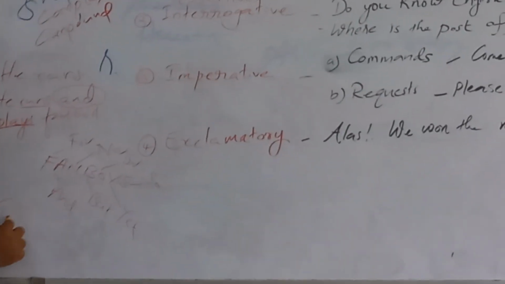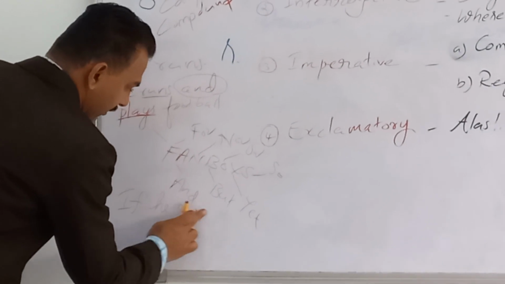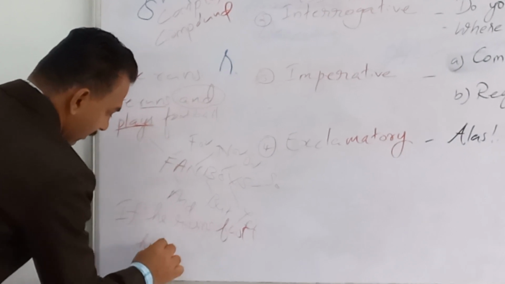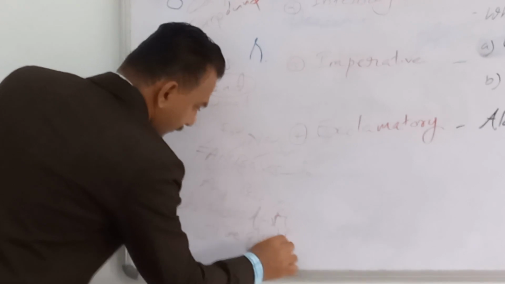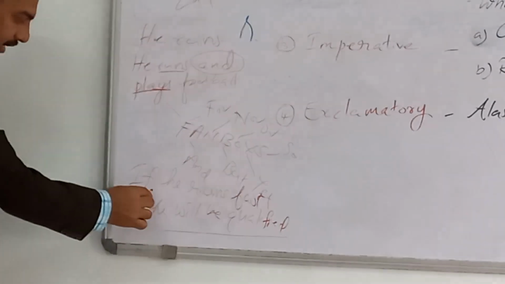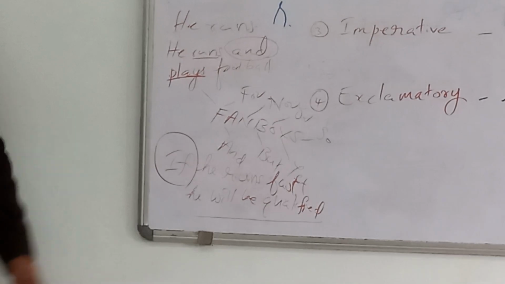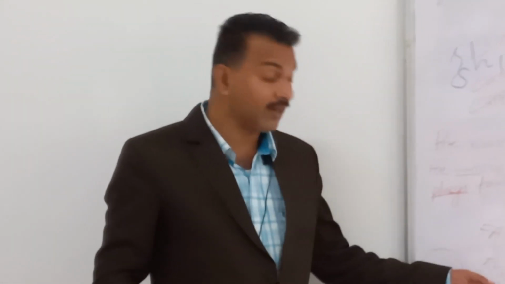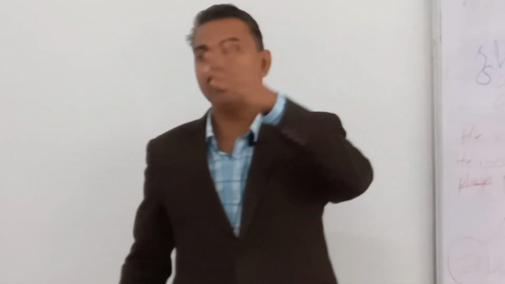If he runs fast, he will be qualified to the next round. So this is a conditional sentence. This is not a compound one, this is a complex one, because there is a condition and a result. Here the condition, if he runs fast, is the conditional clause, and the main clause is he will be qualified to the next round.